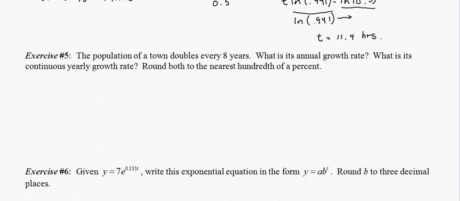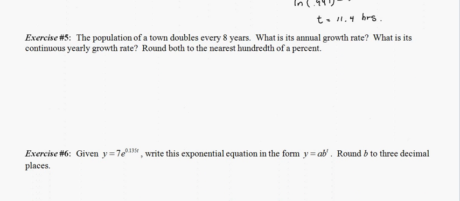Number 5 says a population of a town doubles every 8 years. Interesting. Every 8 years we get to multiply by 2. What is the annual growth rate? What is its continuous yearly growth rate? Round both to the nearest 100%.